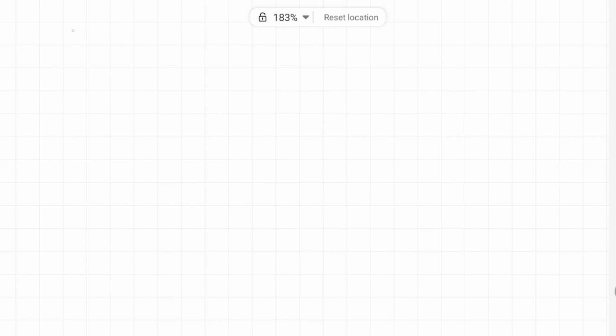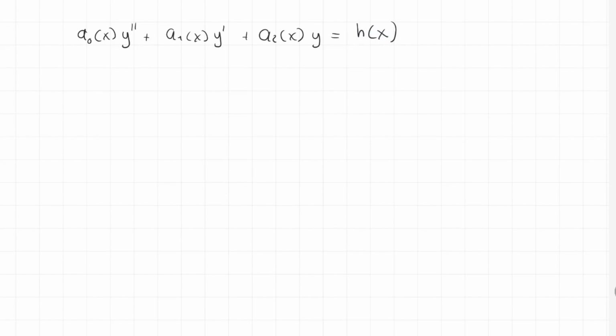In this case, the form of the general differential equation of this type is going to be a sub 0 of x times y double prime plus a sub 1 of x times y prime plus a2 of x times y equals some function that I'm going to name as h of x.